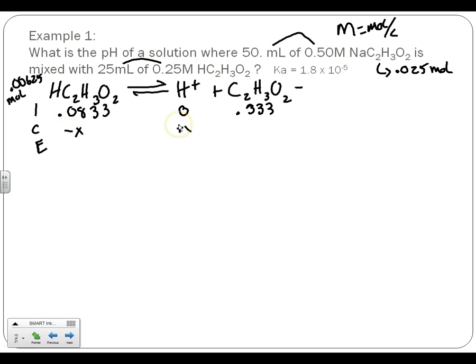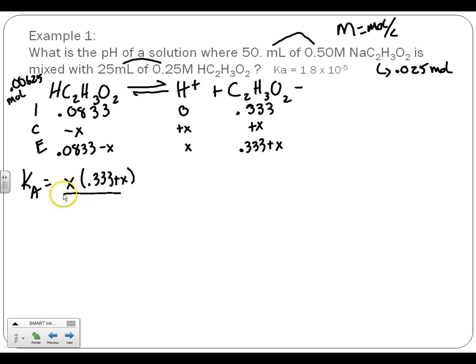Change: the acid is going to go down by x, and the other two are going to go up by x. So this is now 0.0833 minus x, this is x, and this is 0.333 plus x. Let's plug it into our Ka expression: products over reactants. And I know my Ka, 1.8 times 10 to the negative fifth.